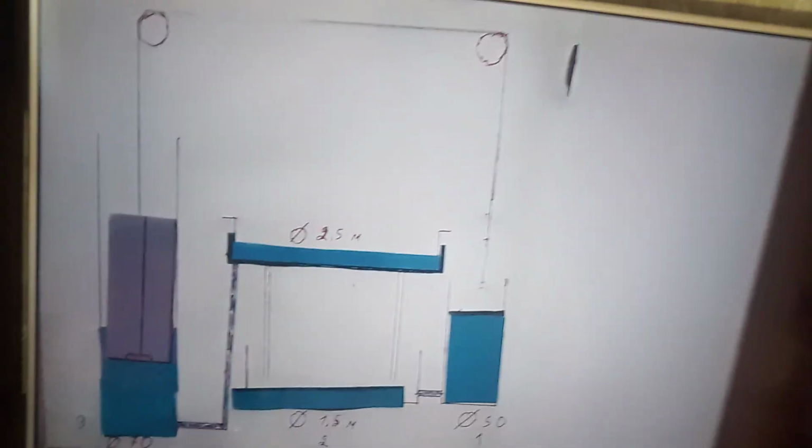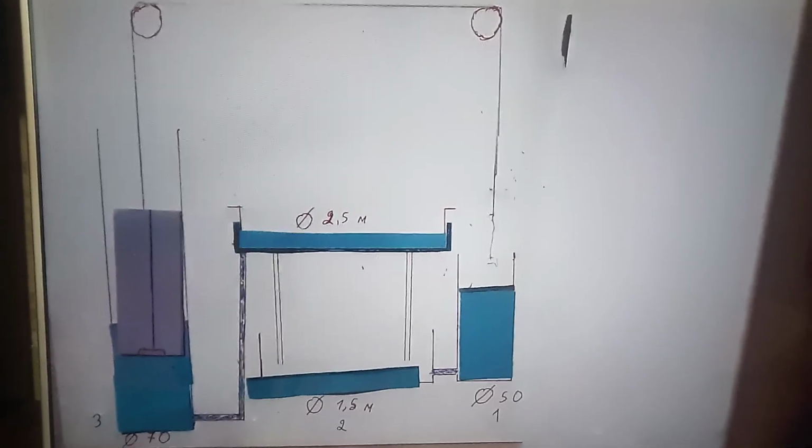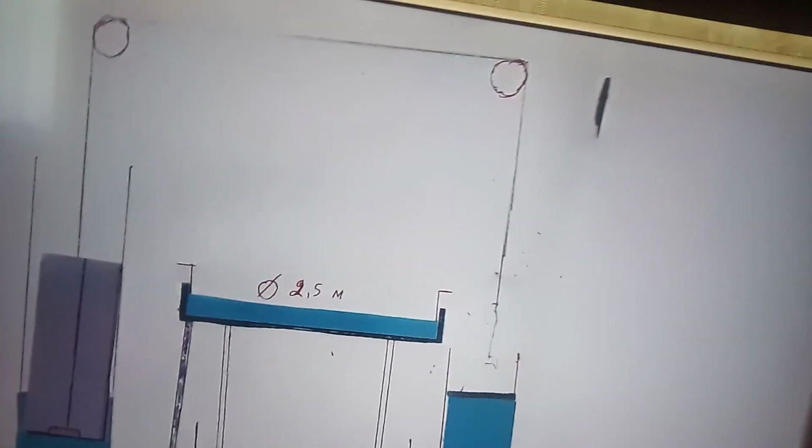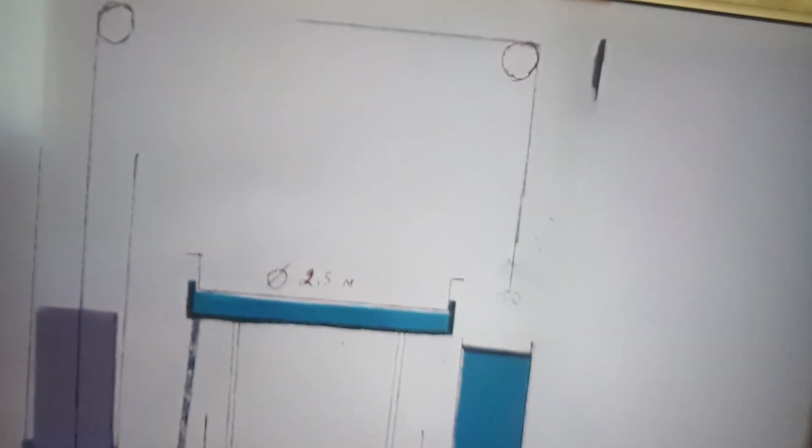Sorry, I'll repeat it again. When the piston in the first cylinder goes down 1 meter, it will start to lift the piston in the second cylinder up 11 centimeters, and the piston of the second cylinder will lift the reservoir from which the liquid will flow out in the volume of 539 liters into the third cylinder.